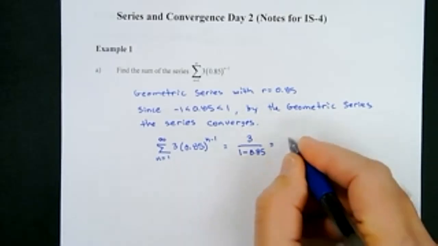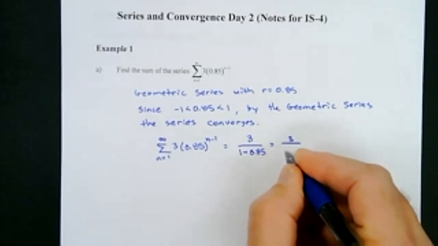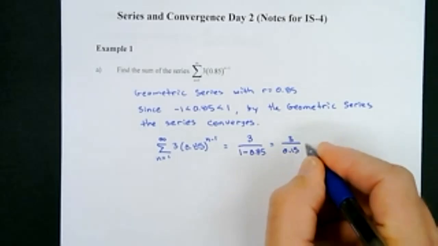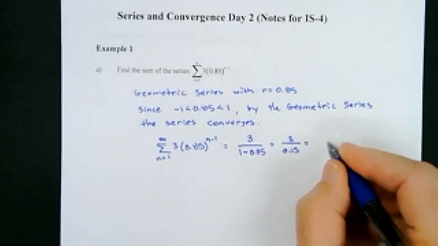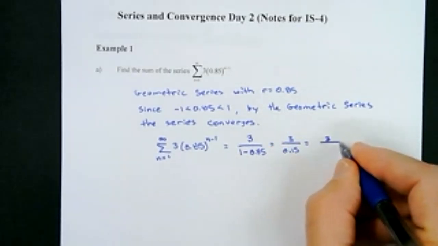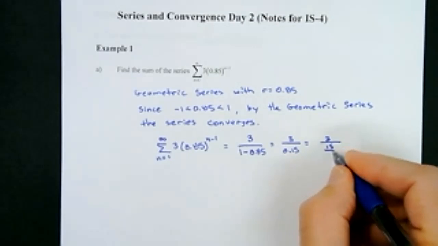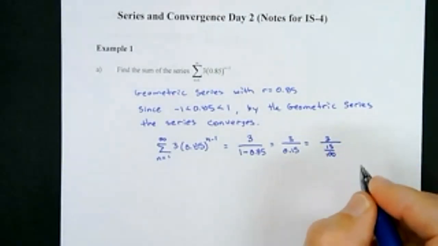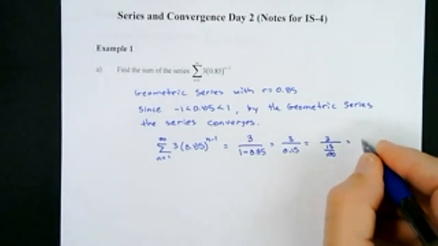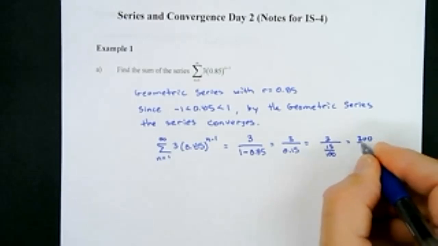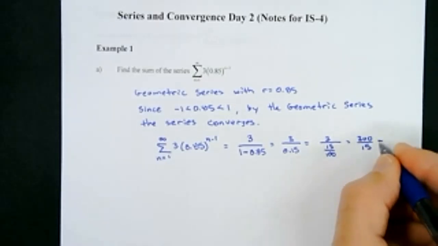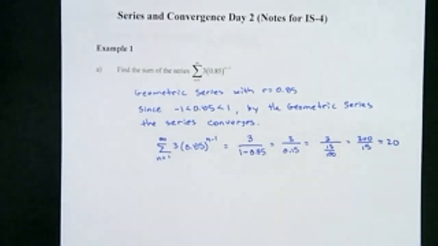Okay, so that winds up being 3 divided by 0.15. If we had a calculator, we could just put it in our calculator, but if we don't, we could write this as 3 over 15 over 100. Okay, and then that would be 300 over 15, and that's 20. So this series converges, and it converges to 20.